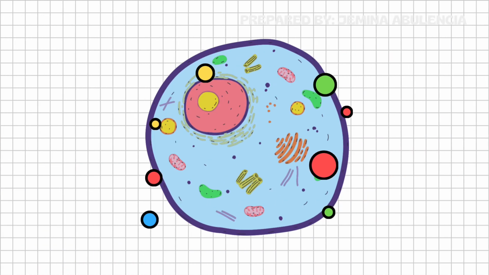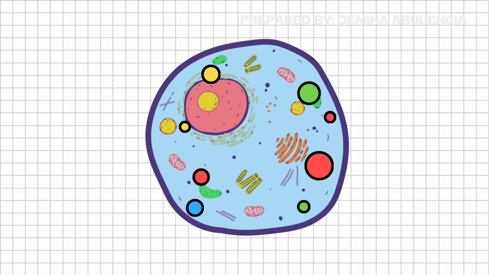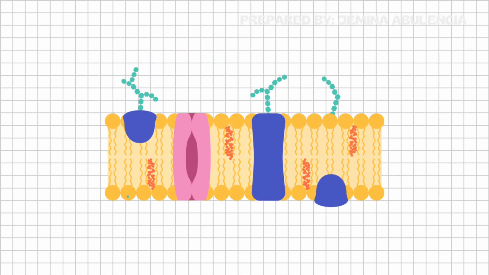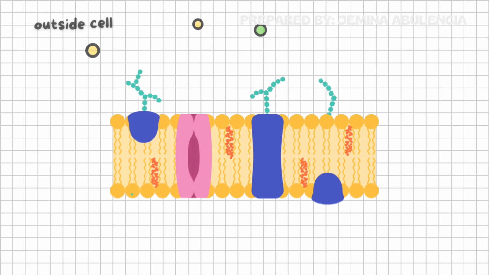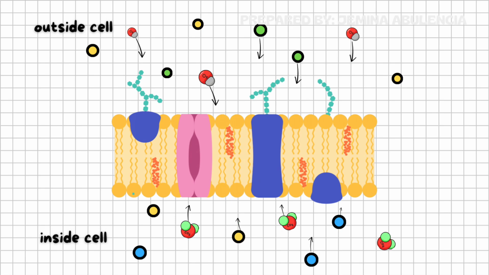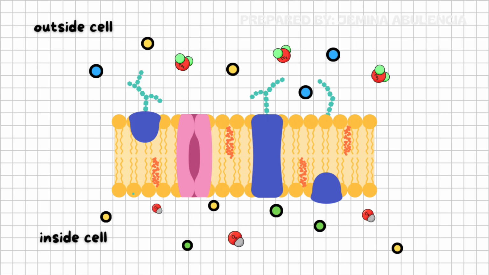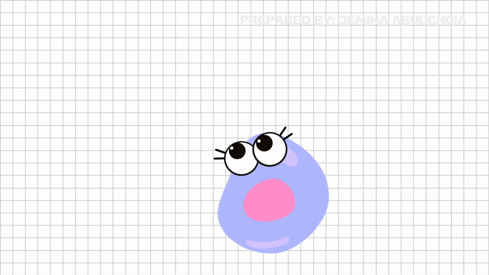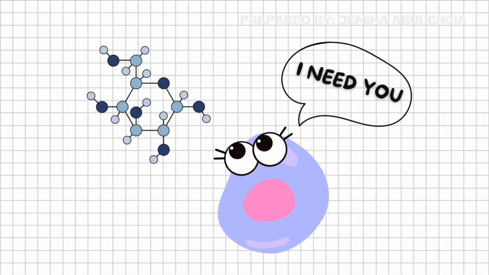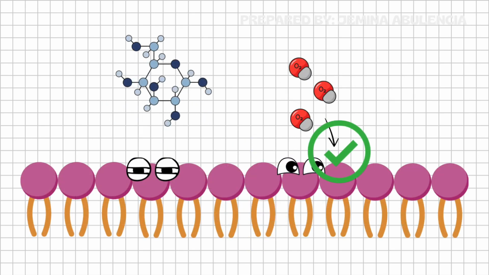For many functions, the cell needs to take in substances from the outside environment. Recall that the cell has a phospholipid bilayer that regulates what goes in and out of the cell. Some molecules, like oxygen and carbon dioxide, can pass through the lipid bilayer directly without problem. But our cells don't only need small molecules. They also need large molecules like carbohydrates.